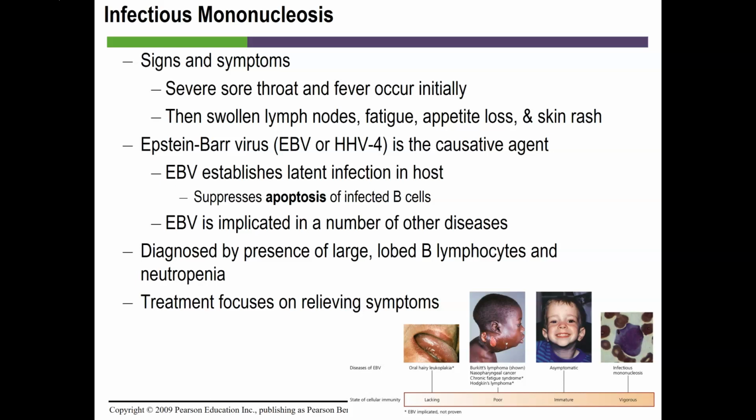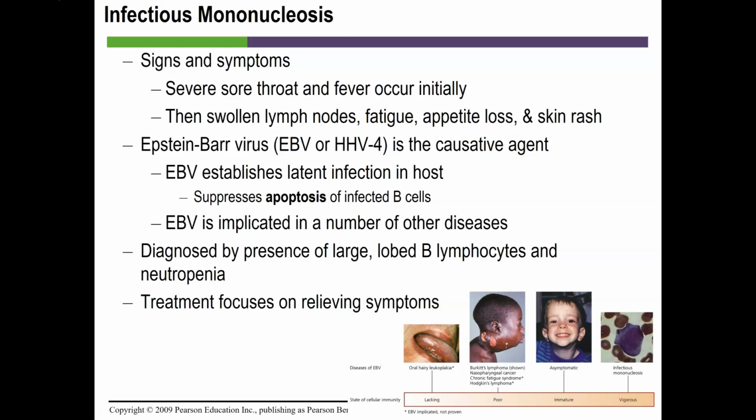How do you diagnose this particular condition of infectious mononucleosis? Well, a sick individual will have a blood smear examined and have these unusual lobed B lymphocytes in combination with low levels of neutrophils. Like most viral infections, the treatment is going to be focused on relieving symptoms because the individual will eventually get the infection under control, although will never completely clear it. The infection lays dormant in B cells, and it will remain with them essentially for life.